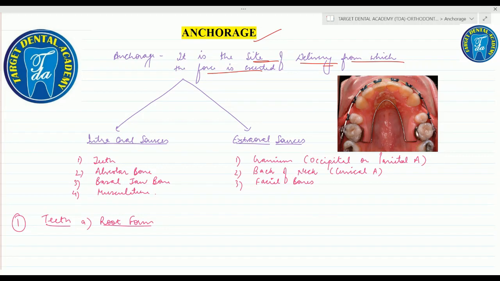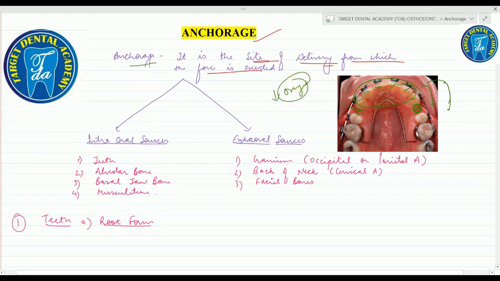Let's take an example of what anchorage is. A patient comes to you, and you have planned the upper premolar extraction. What is the aim of extracting these premolars? You want to retract these 6 teeth, 1 2 3 4 5 6, into the extraction space so that you can decrease the overjet.